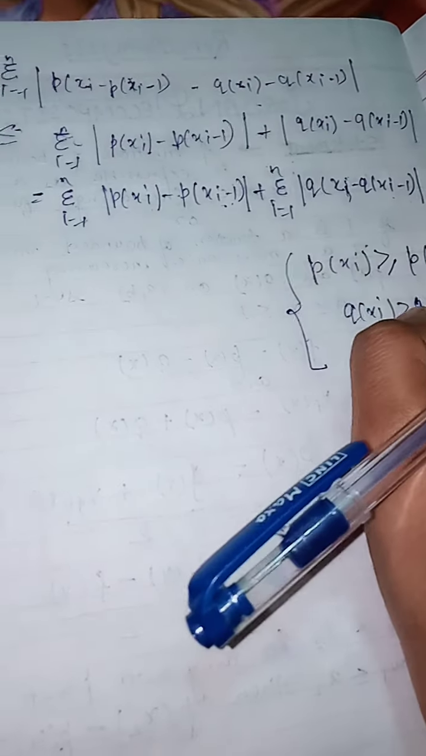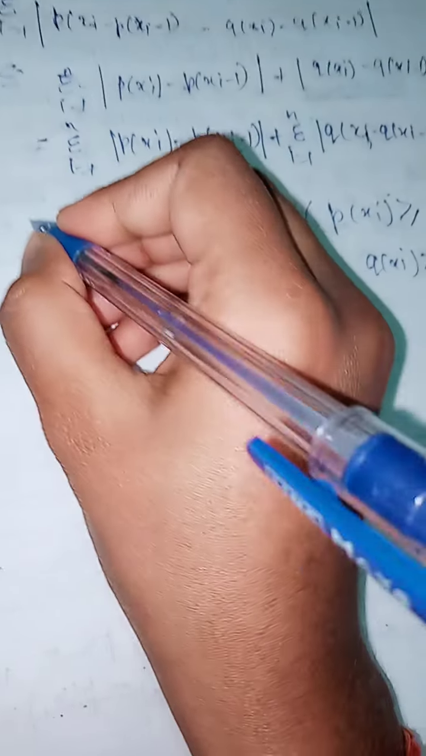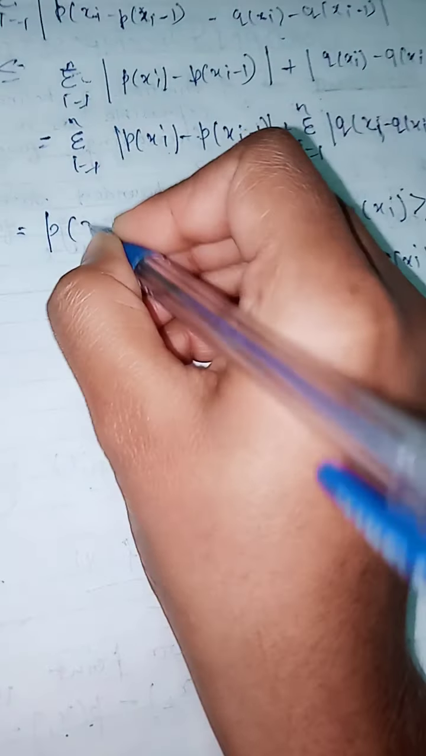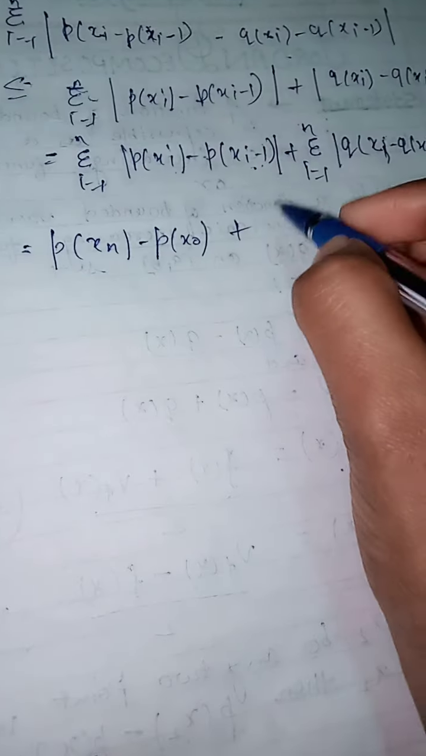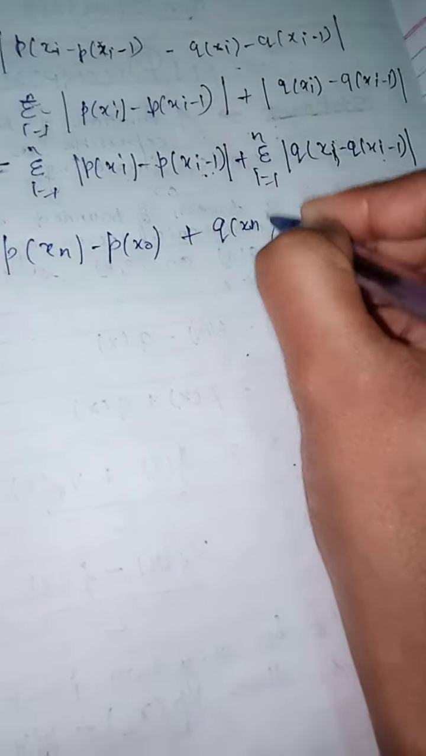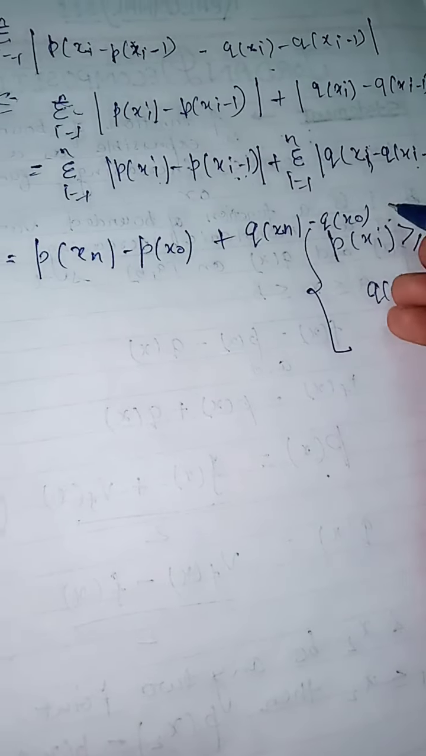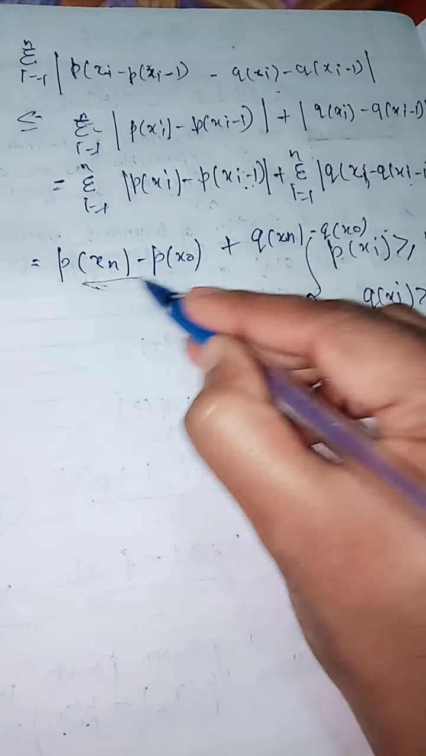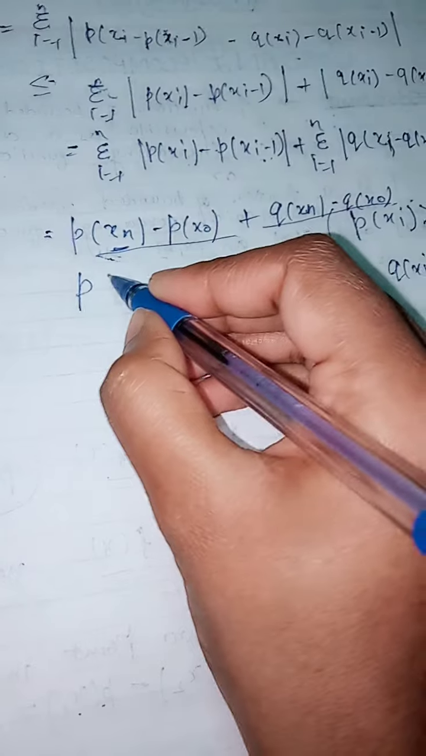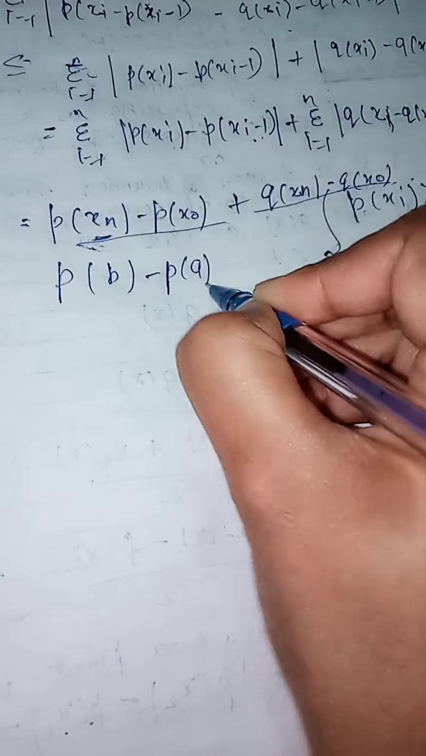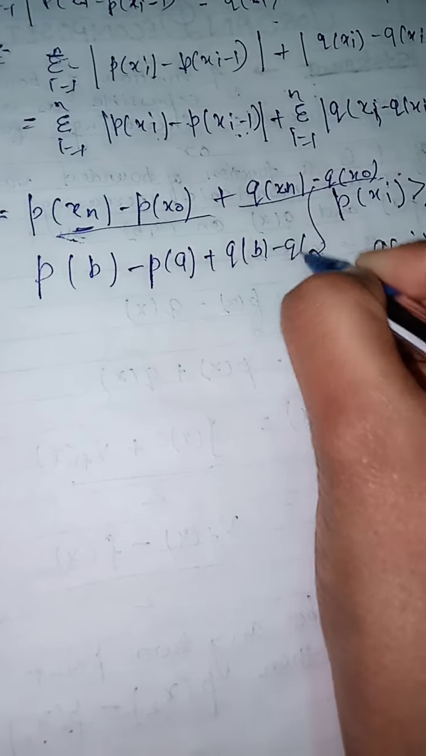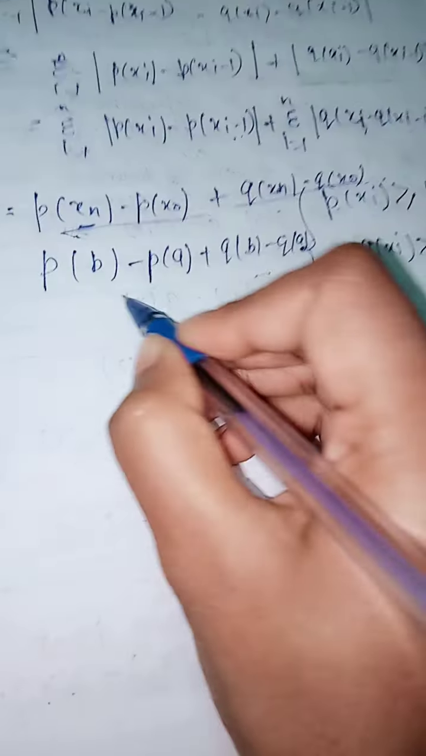So this kind of function you have to find, and then at the last you find p(xn) minus p(x naught) plus q(xn) minus q(x naught). Okay, so you find this term and this term. Now, I told you in the partition that xn was our b, okay, so p(b) minus p(a) plus q(b) minus q(a). Okay, you find this term and this term.